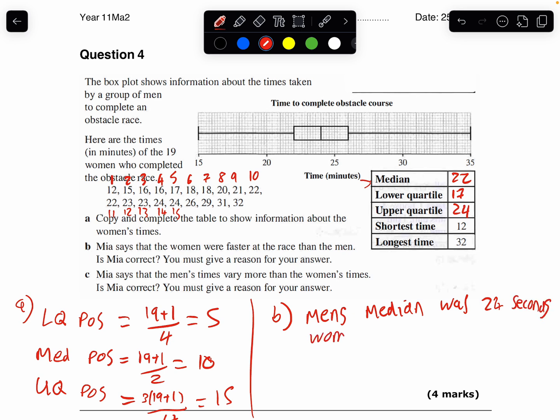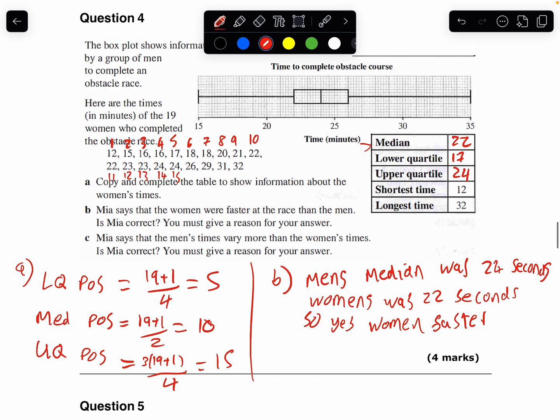Women's was 22 seconds. So yes, women were faster, right? If they take less time, that means they were faster. I had a lot of people saying the men took longer, therefore they were faster because the median is higher. If you do something quicker, you are faster. Okay? So that one was comparing the median.